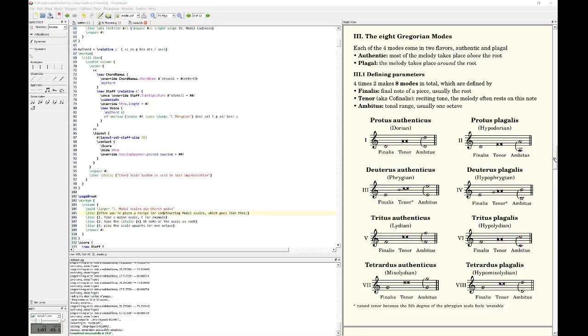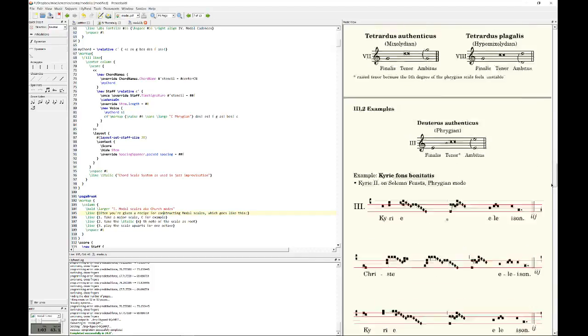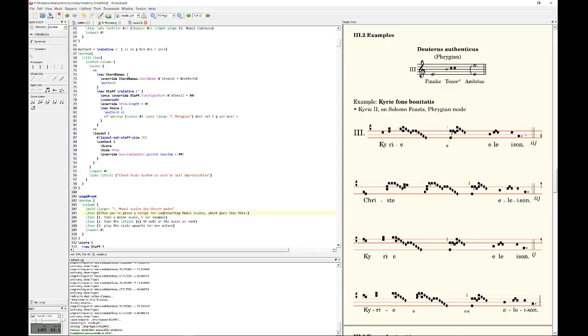Alright, next. So let's just hop in and have some examples. Here I have a piece in Phrygian mode, Kyrie, which sounds like this.